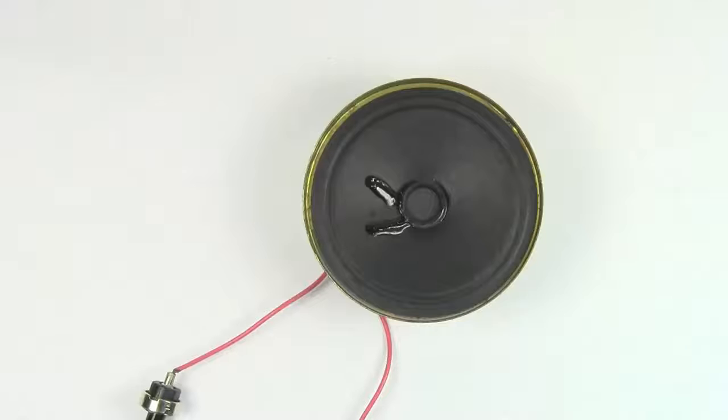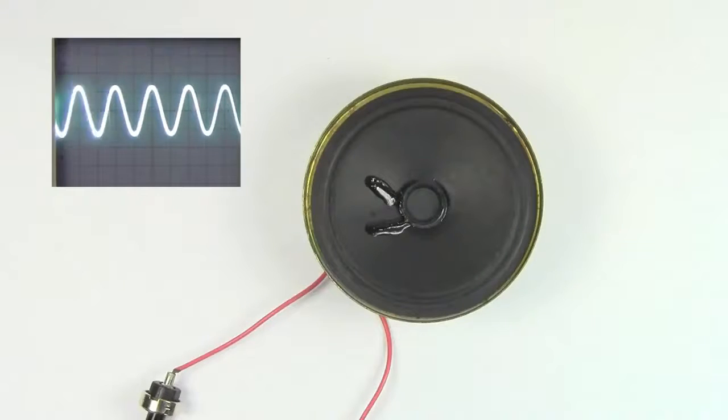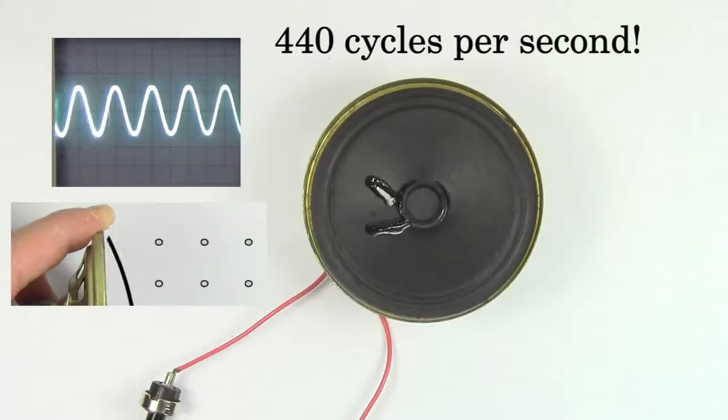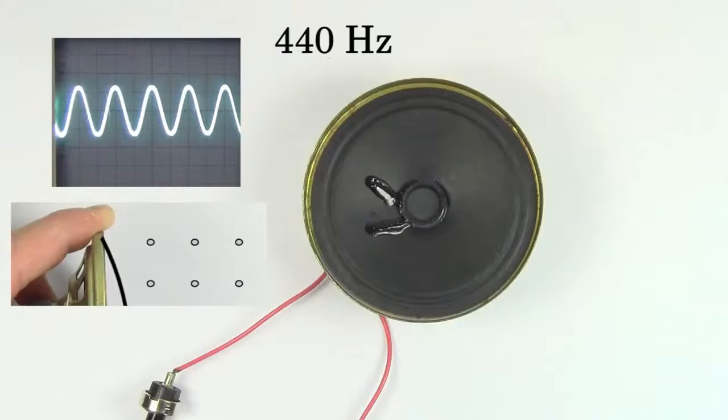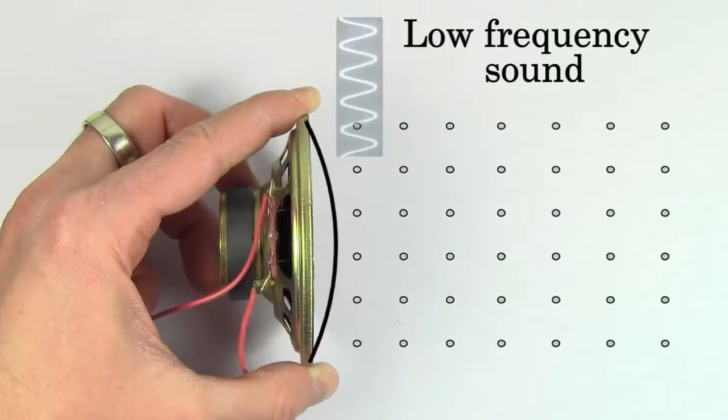Typical sounds have frequencies in the hundreds or even thousands of hertz. For instance, this note, which is an A note, is causing air to oscillate back and forth 440 times per second, so the frequency of this A note is 440 hertz. Higher notes have higher frequencies, and lower notes have lower frequencies.